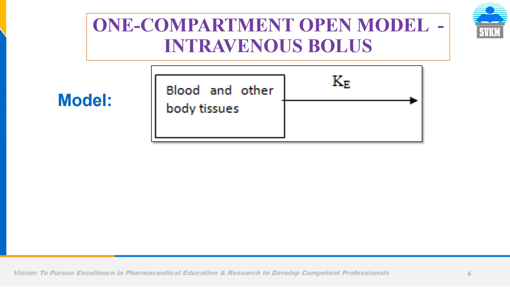This arrow indicates that it is an open model. If there is an absence of the arrow, then it is a closed model. But if the arrow is there, it is an open model, ready to distribute the drug, ready to metabolize the drug, ready to excrete the drug from the body. KE indicates the rate of elimination.